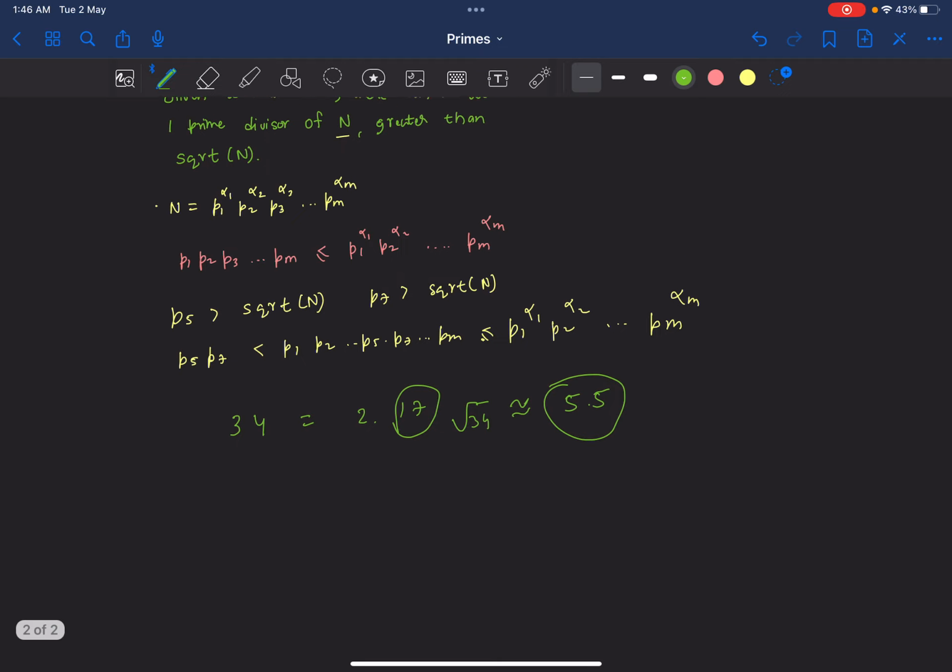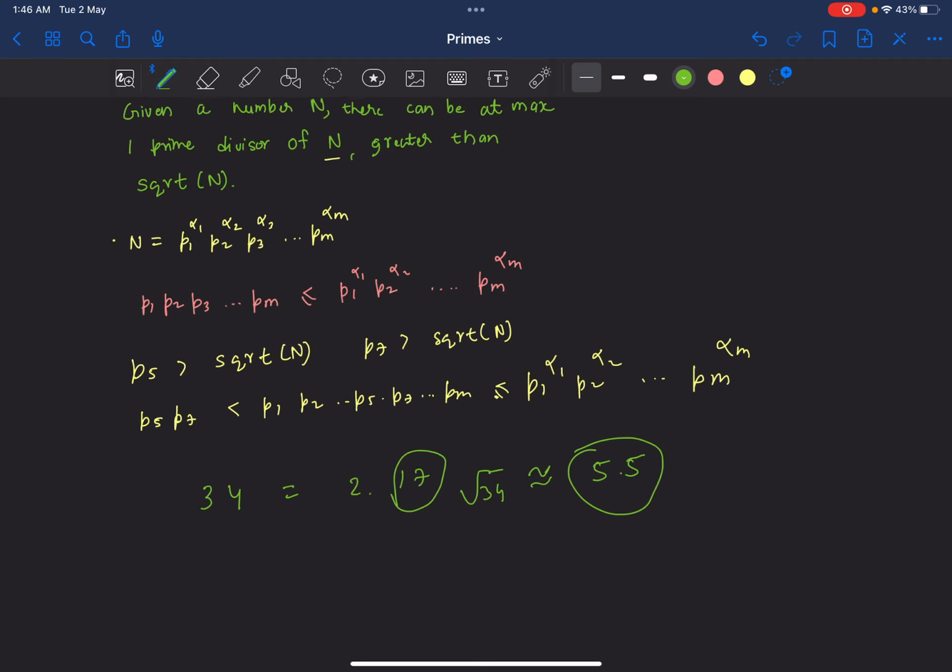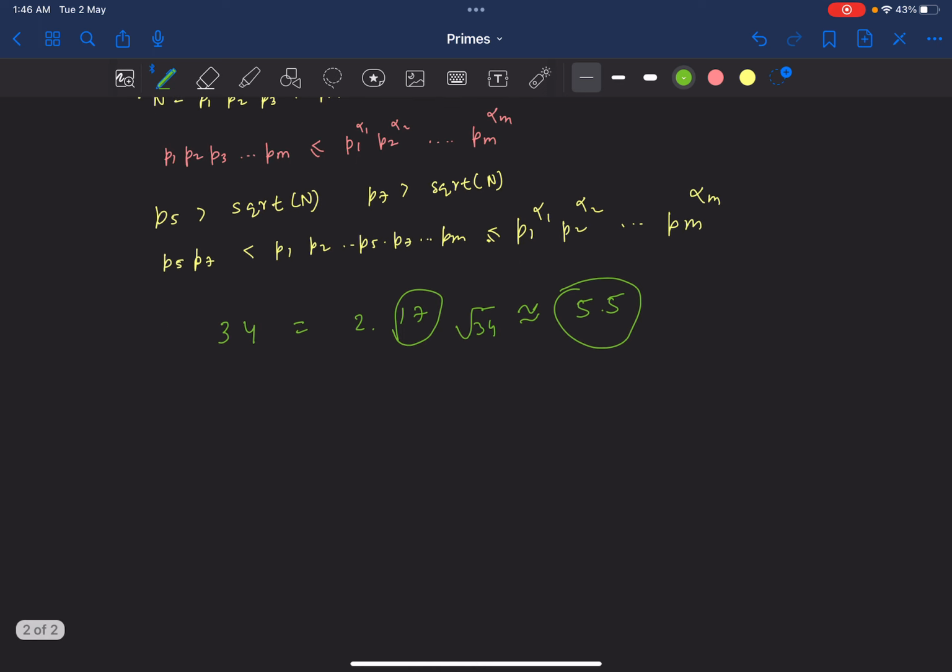One thing you should keep in mind is that we are specifically talking about the prime divisors and not just the divisors. So a number, let's say 36, can have multiple divisors, even 3-4 divisors which are greater than its square root, but that does not mean that it will also have prime divisors which are greater than square root. Let's see. Let's write down the divisors of 36, which will be 2, 3, 4, 6, 9, 12 and 36, right?